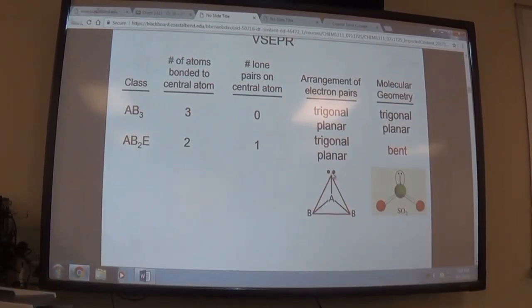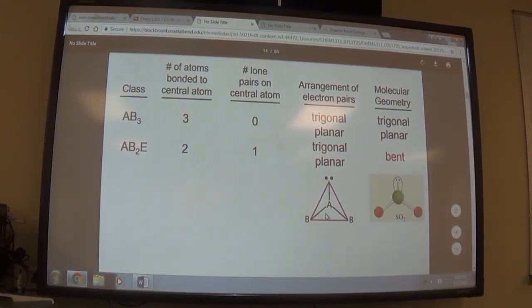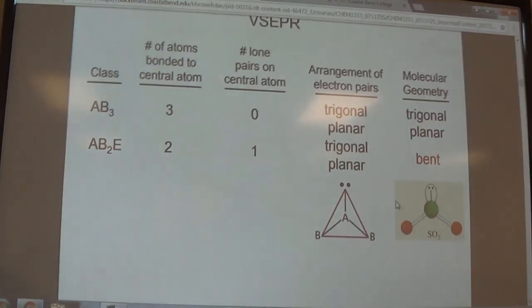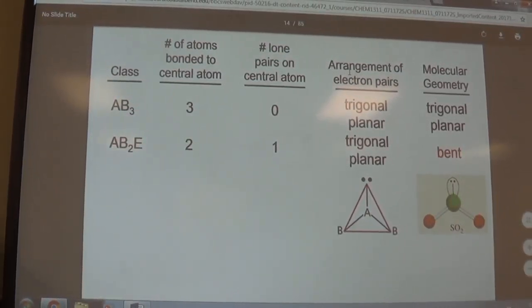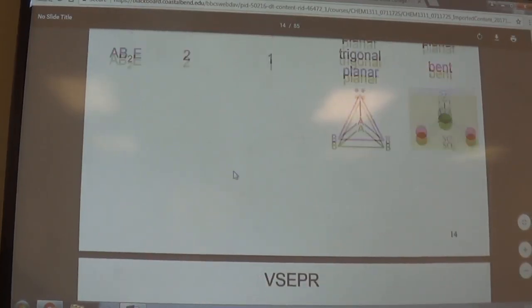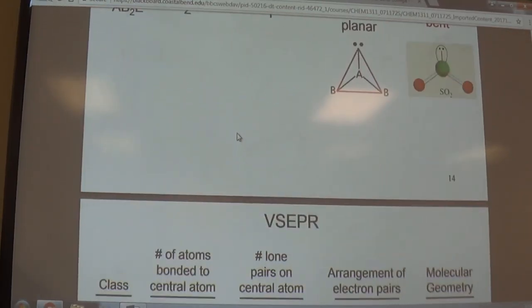Well, the electronic geometry is in this column. It's trigonal planar, but the structure of the molecule for sulfur dioxide is bent. Don't forget, since there's a non-bonded pair, the electronic geometry and the molecular geometry are not the same. Now these slides like this one here, I'm also going to give you a printout of these.